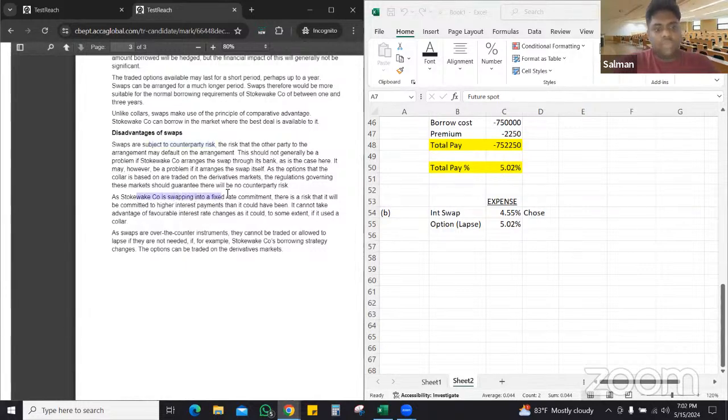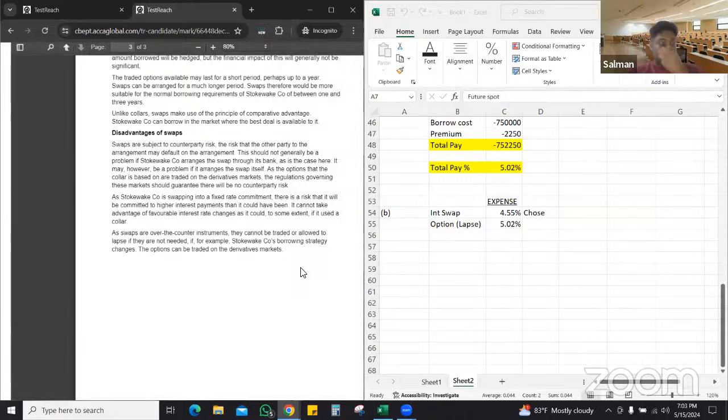As Stockwave company is swapping to the fixed rate commitment of 4.7%, there's a risk that it will be committed to higher interest payments than it could have been. It cannot take advantage of favorable interest rate changes as it could to some extent if it used options as a cover. As swaps are over-the-counter instruments, they cannot be traded or allowed to lapse if they are not needed. If, for example, Stockwave company's borrowing strategy changes, the options can be traded on the derivatives market.